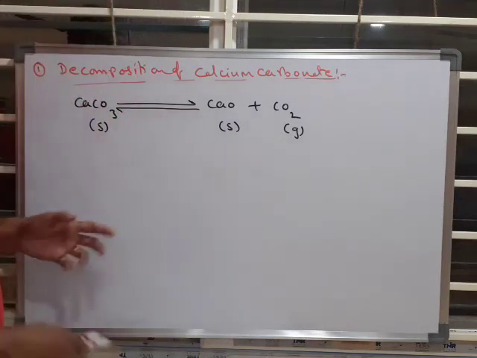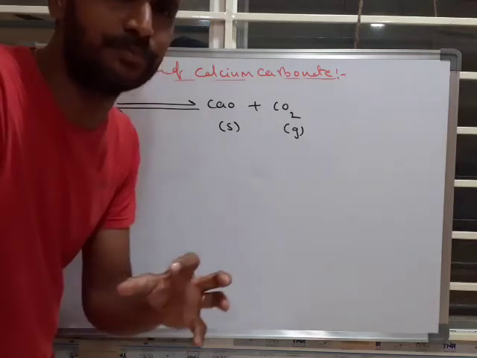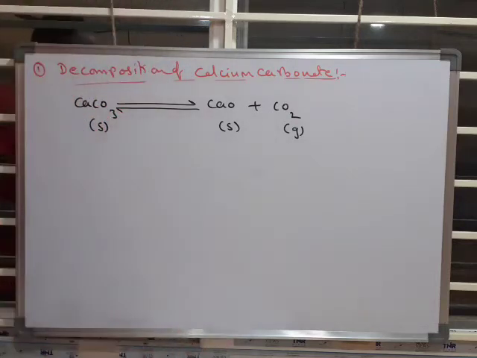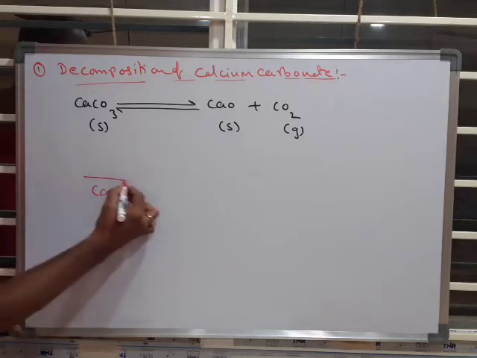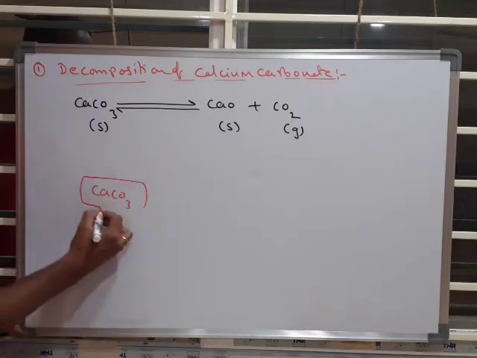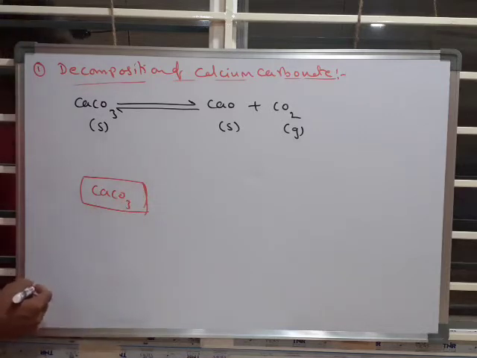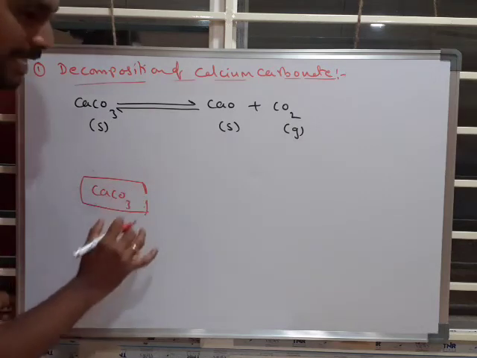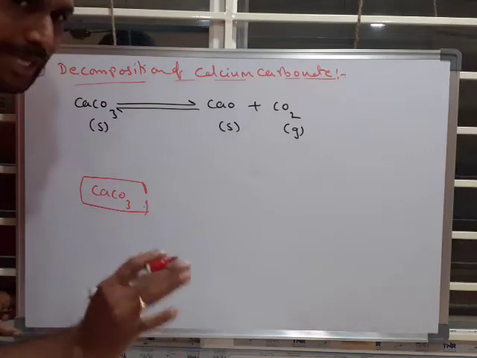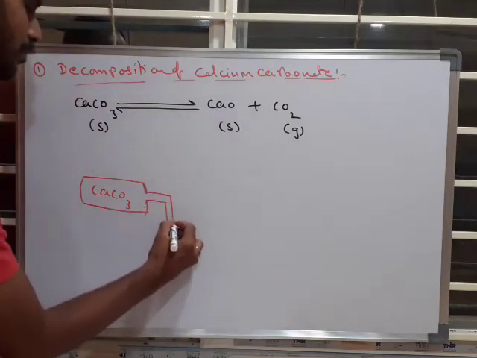So let us find out how equilibrium forms in this reaction, and how we are able to observe it. Take calcium carbonate in a separate tube, in a glass chamber. This is totally evacuated. There is no oxygen, no air. The calcium carbonate is connected to the manometer.